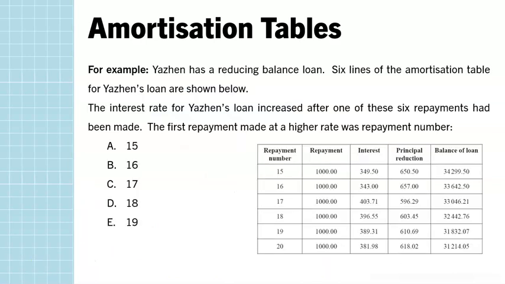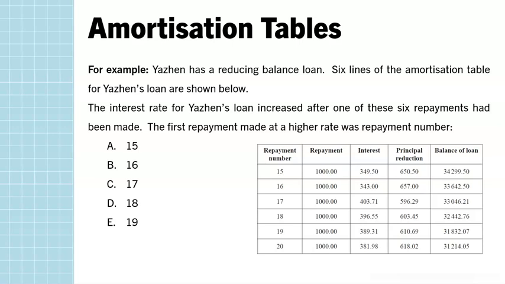Okay, final example here, just another example of what you could be asked and how you can interpret what's going on in the table. So Yashen has a reducing balance loan. 6 lines of the amortisation table for Yashen's loan are shown below. The interest rate for Yashen's loan increased after one of the 6 repayments had been made. The first repayment made at the higher rate was repayment number what?